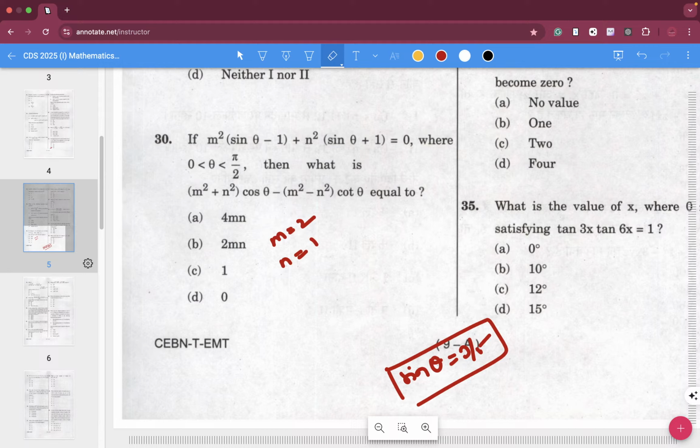Good evening Tirupati. Okay, so these are the values we assumed.